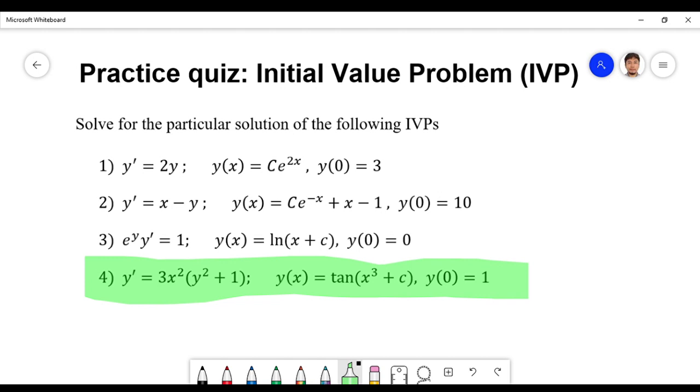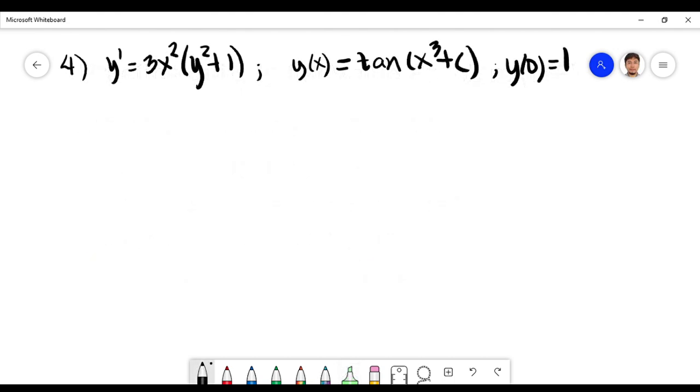Now, for number 4, we're going to find the particular solution given the initial condition y of 0 equals 1, our general solution y of x equals tan of x cubed plus c, and the differential equation y prime equals 3x squared times y squared plus 1. So we're going to answer number 4. What we are looking for is a particular solution that passes through point (0, 1).